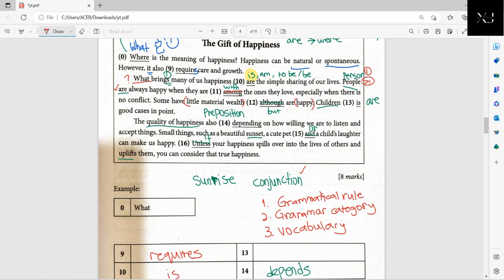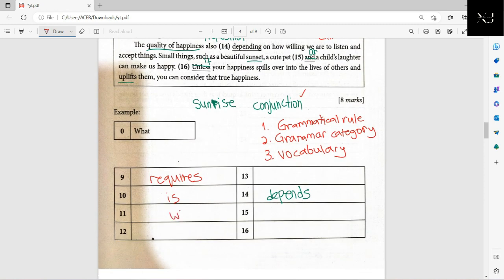Children. Children is plural. Child is singular. Children plural, right? That's why I use are. Again, who is the family category? Who is the family with is? Under the same grammar category, you have are and am, right? So children, because we say it's plural, more than one, so we use are. Children are good cases in point. So for 11, our answer is with. 12, our answer is are.